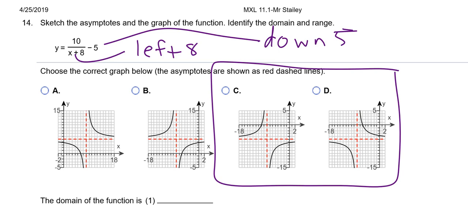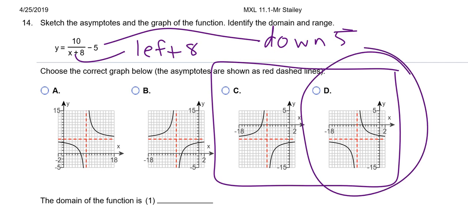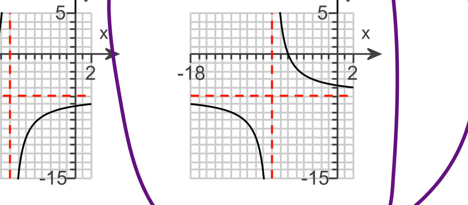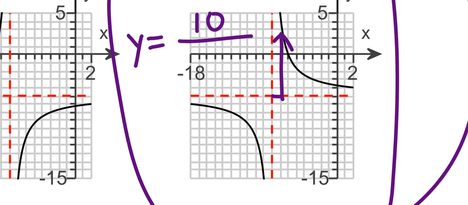All right, so if the number on top is a positive 10, we do need things in quadrants 1 and 3. That would be choice D. So, as we talked about before, focus on this spot and think about when you go to the right, because that number is a positive, you have to go up. Right? Y equals 10 over. Since that's a positive, that's telling me that it goes up.